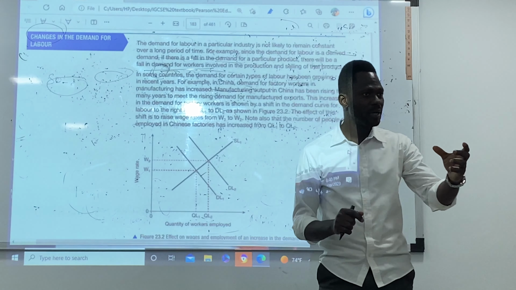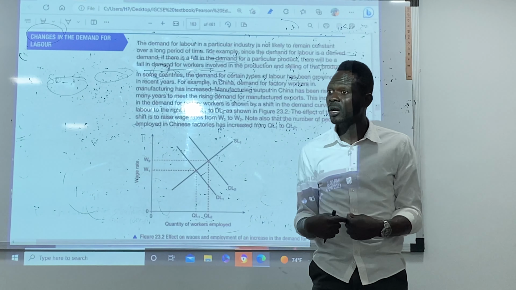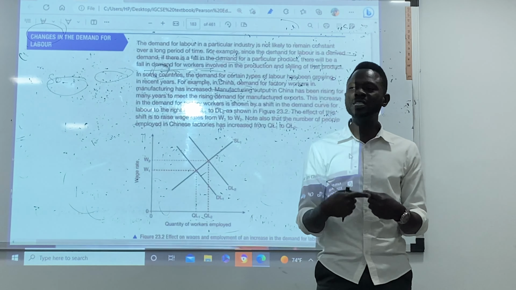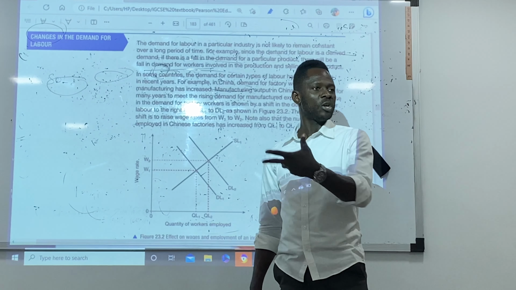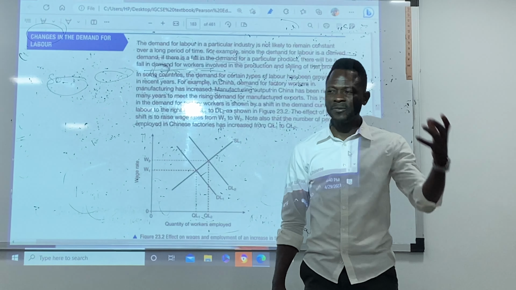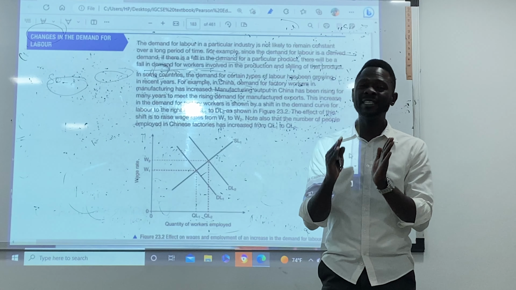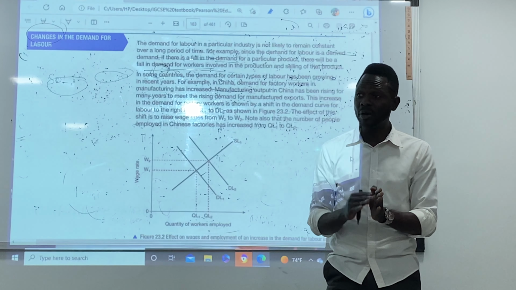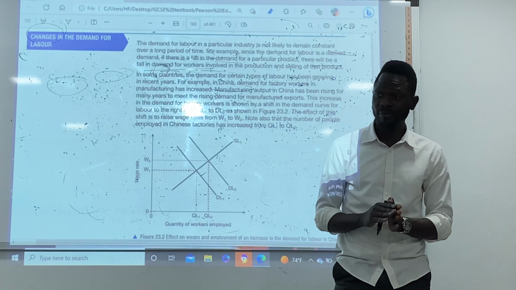So if the firm is shrinking, the quantity of labor needed would fall. If the firm is expanding because of output and productivity, the quantity demanded of labor would rise. That is the point. So in different industries, in different sectors, the demand for labor is what? Derived demand. Labor is needed or employed when it has a product to produce or a service to render.